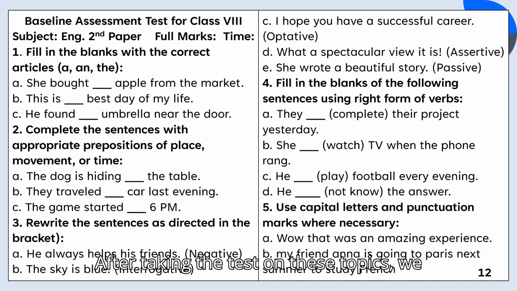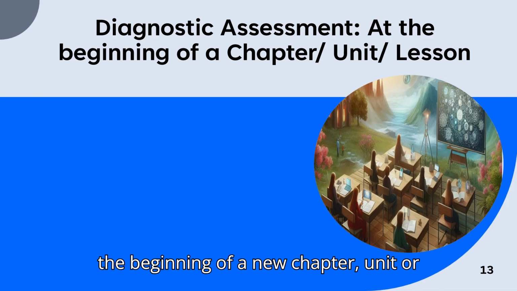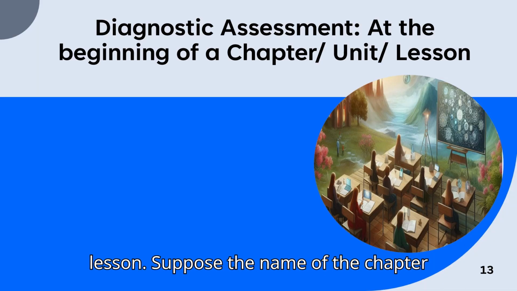After taking the test on these topics, we will take the copies, then we'll notify the students of their obtained marks, and we'll keep a record of their results, and we'll start working with the students who obtained less than 50% marks. The second diagnostic assessment is at the beginning of a new chapter, unit, or lesson.